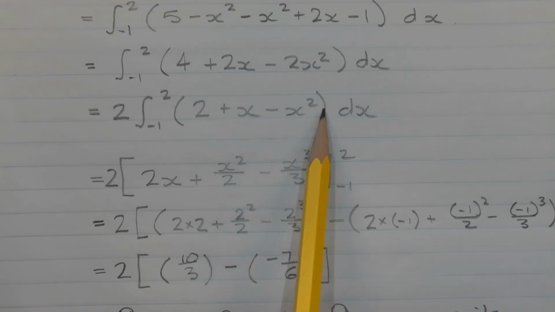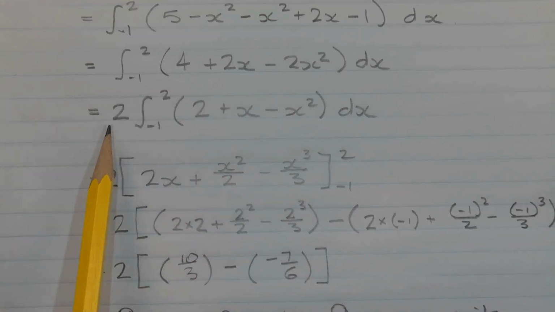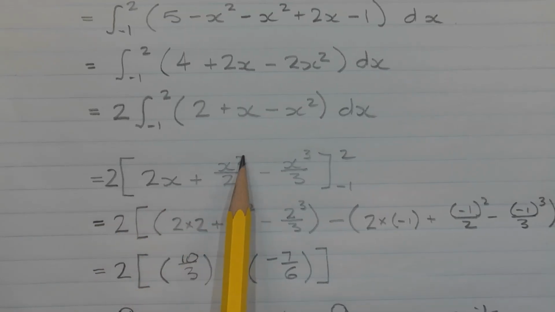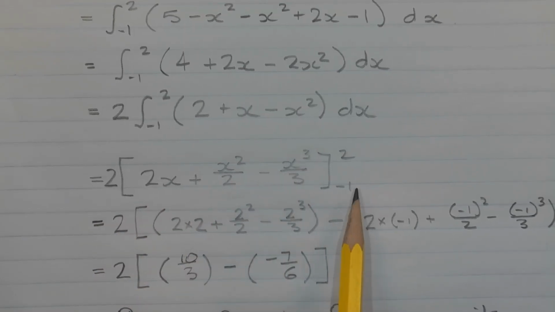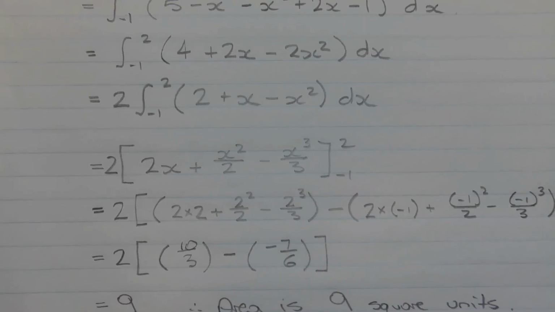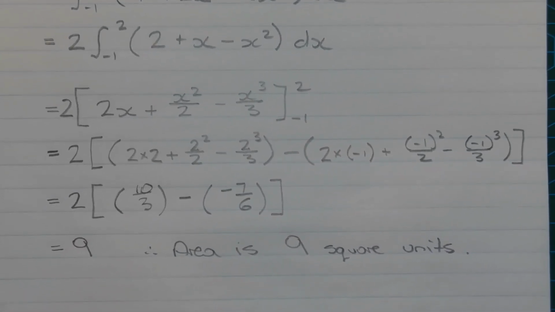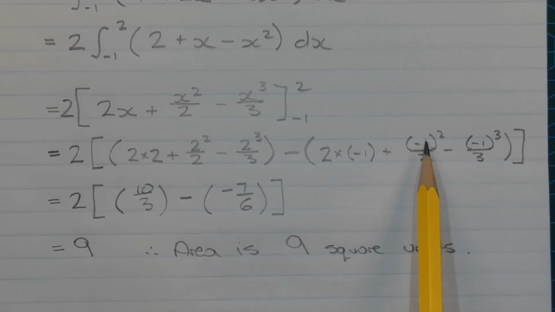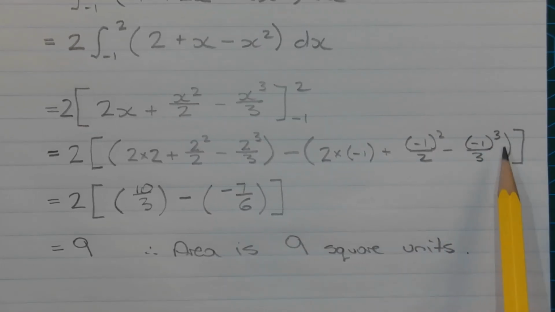So integrating this expression and noting this 2 that's multiplying the integral, we get 2 times (2x plus x squared over 2 minus x cubed over 3) from x equals negative 1 to x equals 2. So applying the limits of integration, we get 2 times, open square bracket, open round bracket, 2 times 2 plus 2 squared over 2 minus 2 cubed over 3, close round bracket, minus open round bracket, 2 times negative 1 plus (negative 1) squared over 2 minus (negative 1) cubed over 3, and we're closing the brackets here.